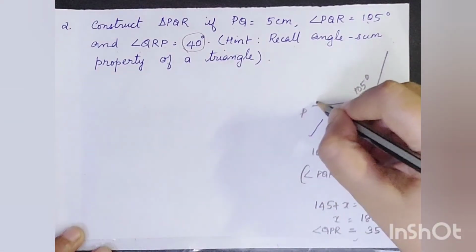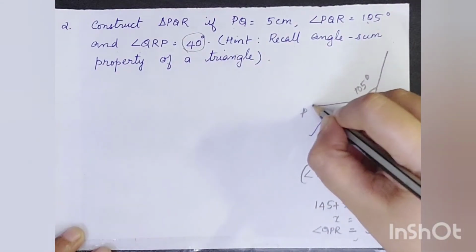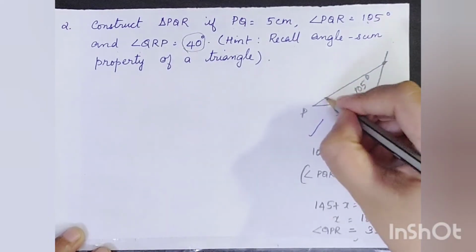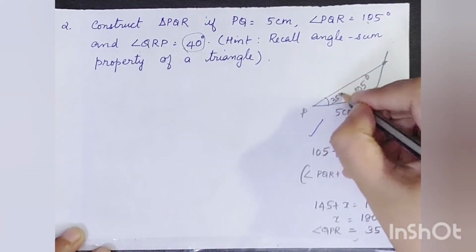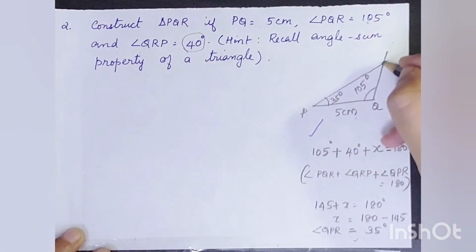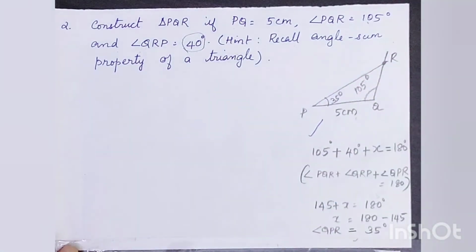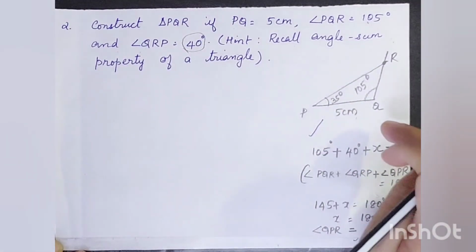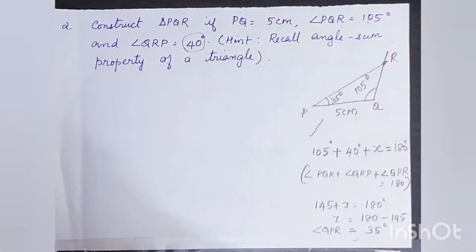Okay. So if we construct 35 degrees here, it will meet this line at some point. This is 35 degrees, so this will meet this line at some point. That point is equivalent to R. Now we have got the triangle. Okay. So we are going to construct this triangle. Now we have found out the angle P also. Now we can directly go with the construction.